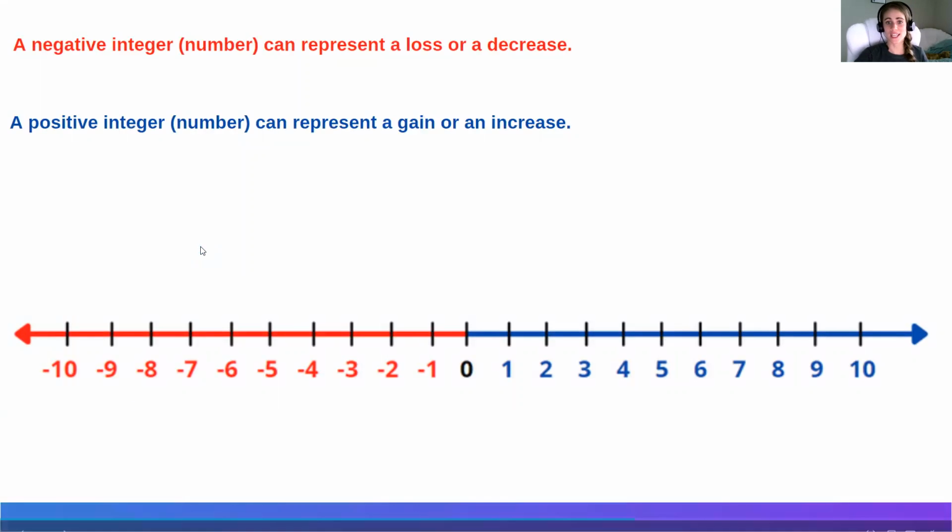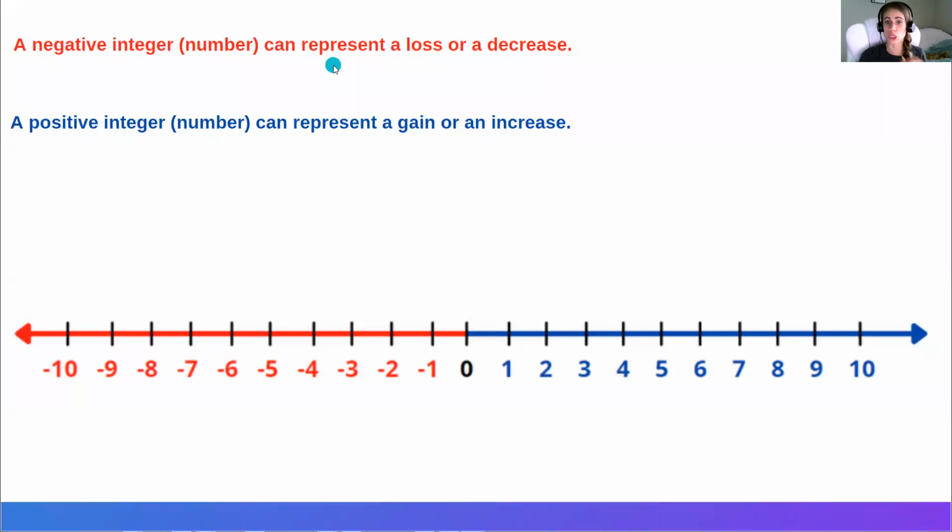So if we have an integer, that means it is either a negative number or a positive number. And a negative integer can represent either a loss or a decrease. So if we have a real world scenario and you owe somebody money, or you have to go down a mountain or go below sea level, all of those represent a loss or a decrease. Therefore, it would be represented by a negative integer, a negative number.